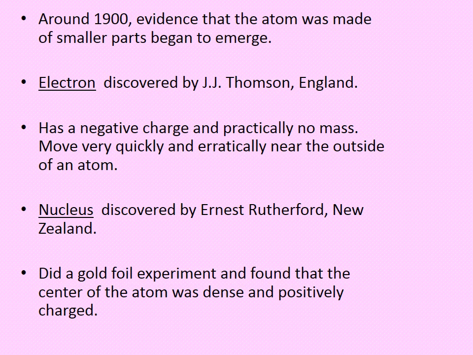So there was the electron, and that was discovered by J.J. Thomson in England, and we found that it has a negative charge, and it weighs almost nothing. A lot of physicists won't even consider the mass of an electron in calculations because it's so incredibly tiny that it doesn't make a whole lot of difference. They move very quickly, and they're very erratic, and they're more towards the outside of the atom, like in that diagram we just looked at.